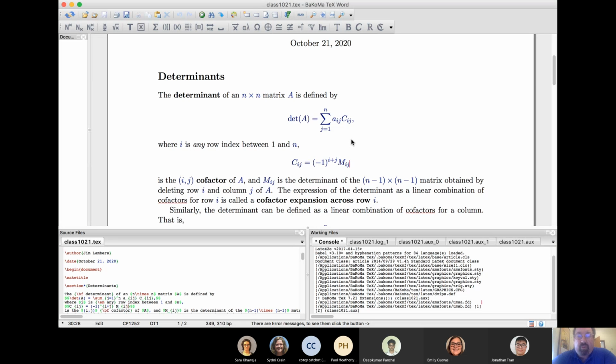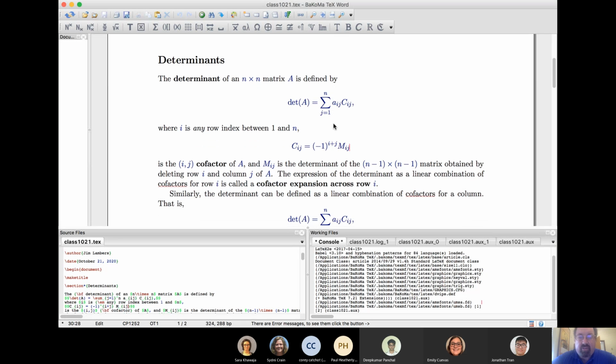When we choose a row to do this, we're using a cofactor expansion across whatever row i that we choose. Now, the typical thing is simply to choose the first row. But sometimes there can be an advantage to choosing a different row, because what if you have a row where most of the entries are 0? Then, of course, that would be a lot easier to work with.